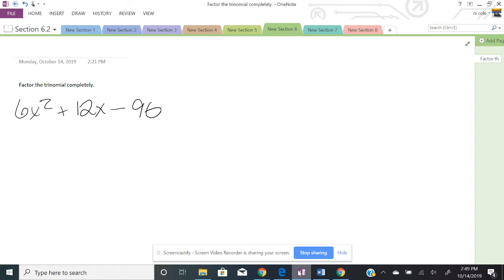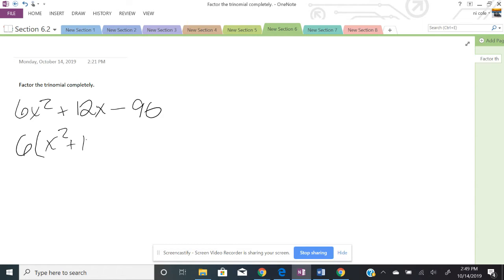All right, so here's another example. Again, the first rule of factoring is pull out the greatest common factor. So 6 goes into here, 6 goes into here, does 6 go into 96? You might have to pull out your calculator and find out. But yes, it does. So I'm going to factor out that 6. So that's going to give me x squared plus 2.